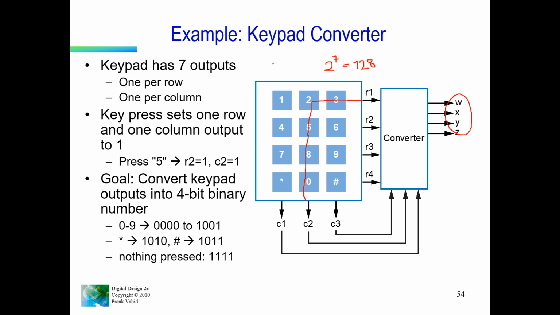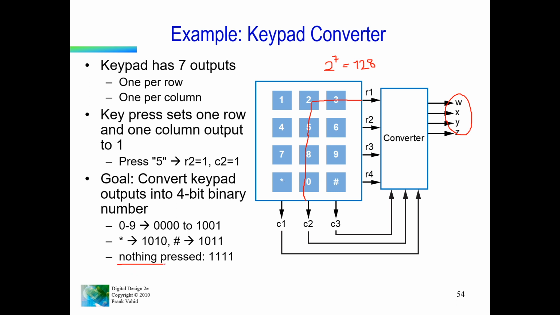the input comes in pairs. What do I mean? I mean that if 1 is pressed, R1 and C1 become 1. If 4 is pressed, R2 and C1. If 7 is pressed, R3 and C1. So I have 12 different cases only, as I have 12 different buttons.